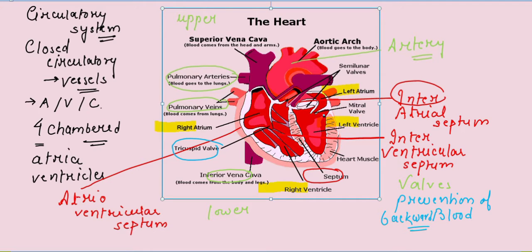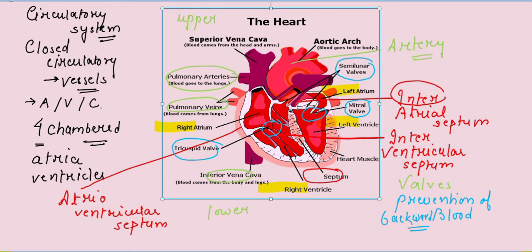A valve is present between the left atrium and left ventricle, called the mitral valve. This valve is also called the bicuspid valve. So this location is between the right atrium and right ventricle, and this one is between the left atrium and left ventricle. And 2 more valves are there, which are collectively called semilunar valves.